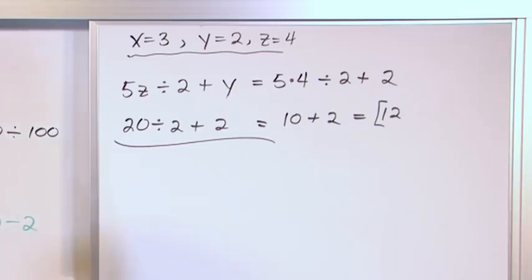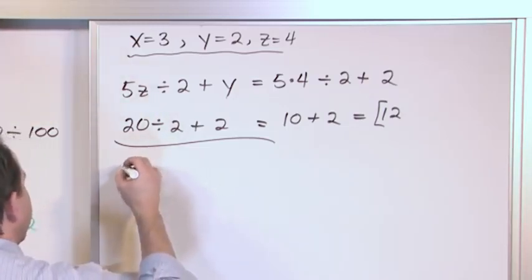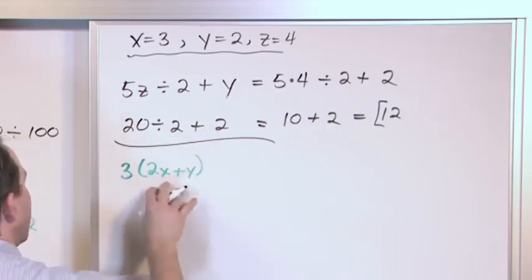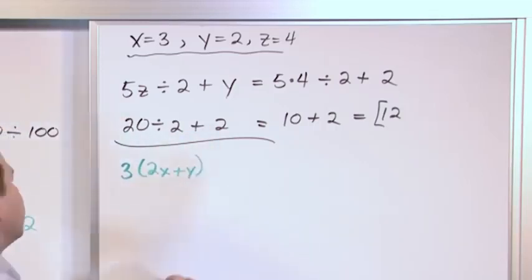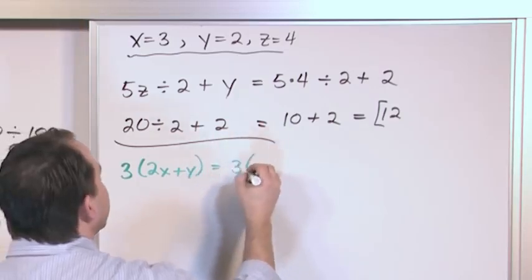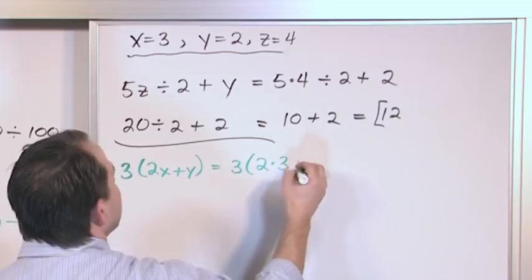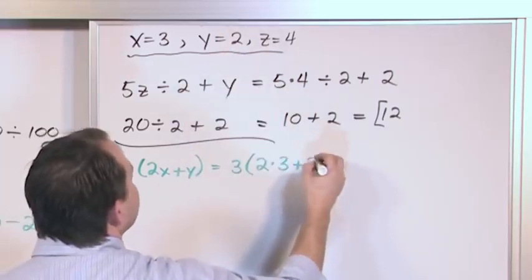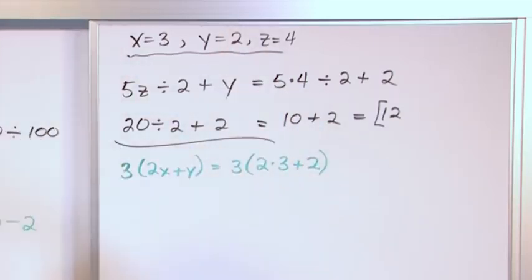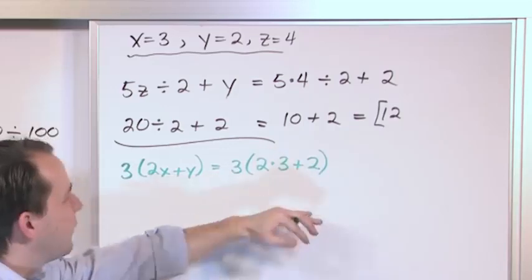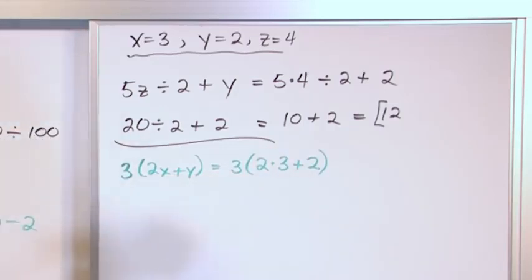And let's do 3 times the quantity 2x plus y, all wrapped up inside of parentheses. So let's plug in what we know. We have 3, 2 times x, x in this case is 3, plus y, y in this case is 2. And all of this stuff is inside parentheses. This is another great example. The first thing you do is you check for what's inside parentheses, and we have a bunch of stuff inside parentheses, so we know we have to do that first.